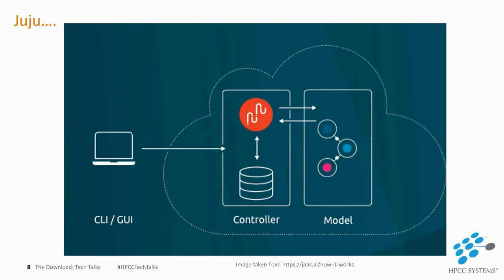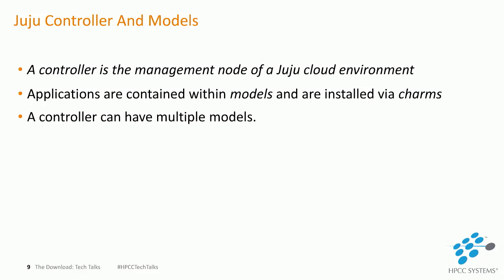So this is the general outline of what happens when you use Juju. You have a command line interface or a graphic user interface which you use to interact with the controller. The controller is the main management node for the charm. A controller can have multiple models inside it. A model would be something like one cluster running. So if you have multiple clusters running, you will have multiple models, each controlled by the same controller. Applications are installed within the models, and they are called charms.